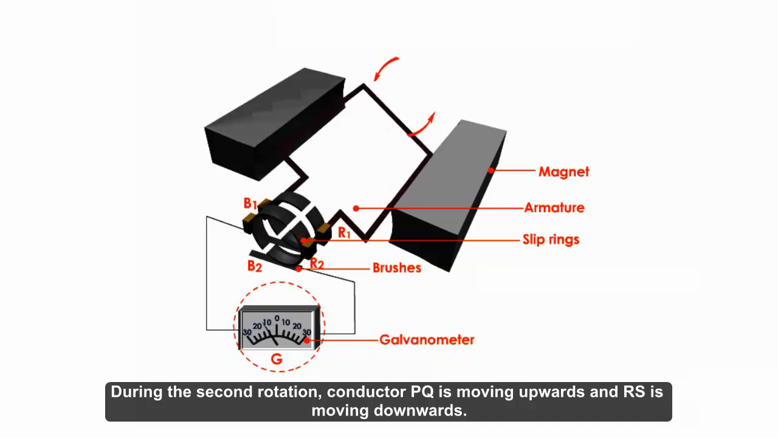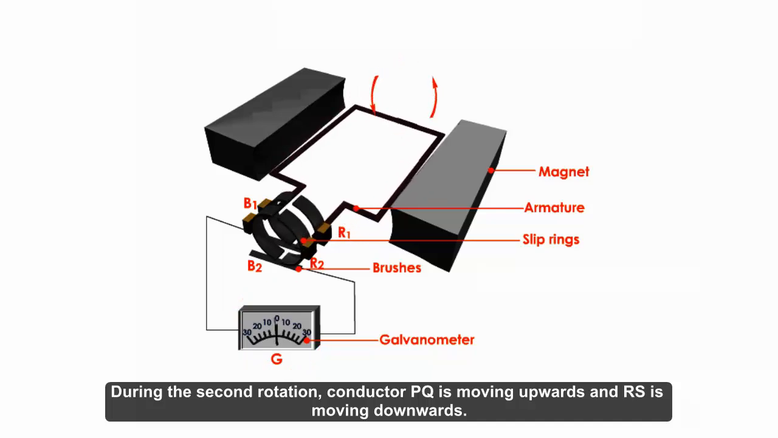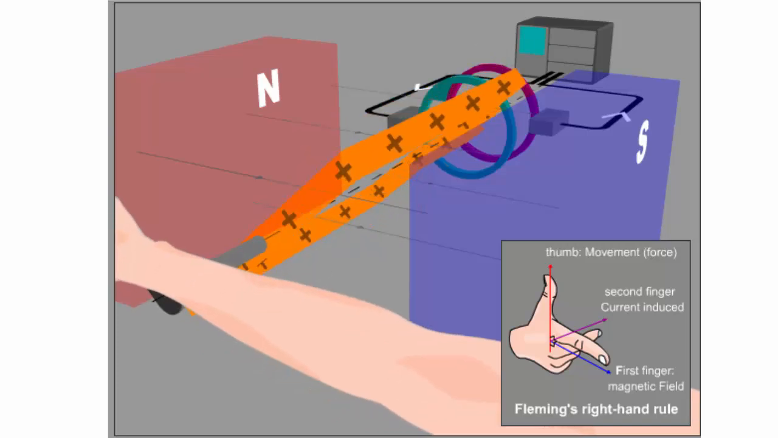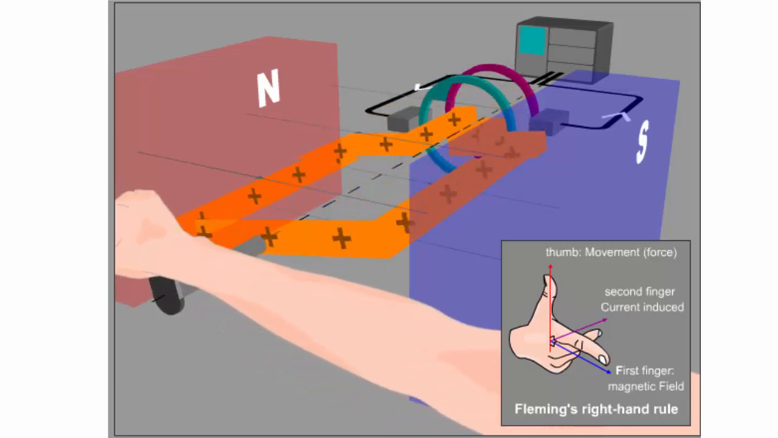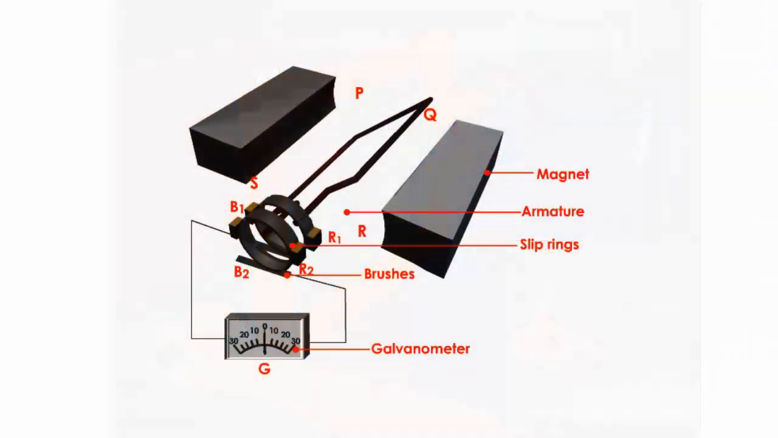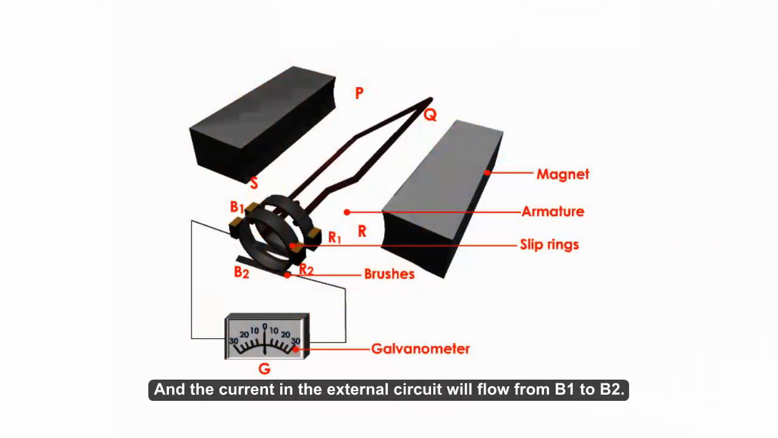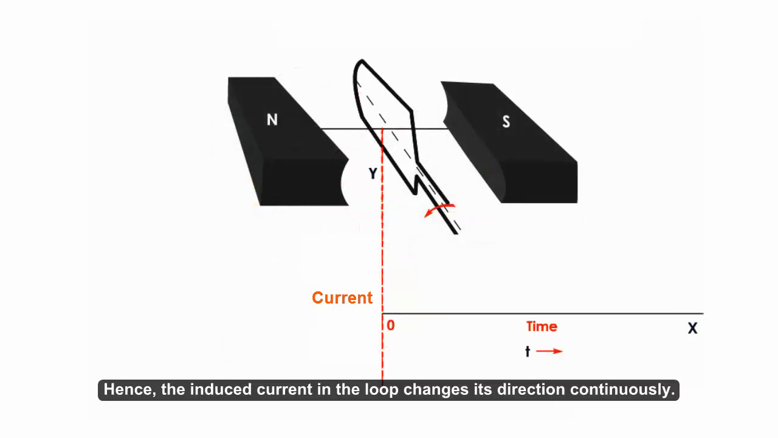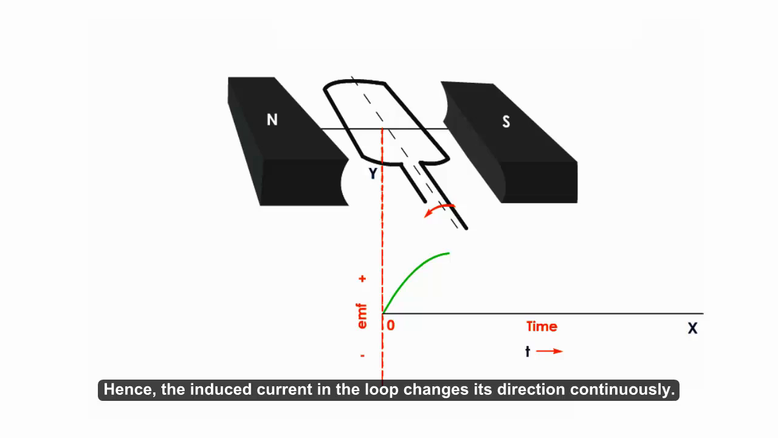During the second rotation, conductor PQ is moving upwards and RS is moving downwards. Therefore, according to Fleming's right-hand rule, the induced current will be in this direction as shown here. And the current in the external circuit will flow from B1 to B2. Hence, the induced current in the loop changes its direction continuously.